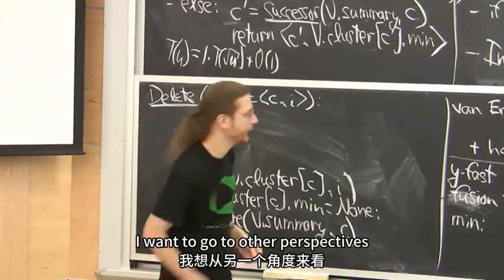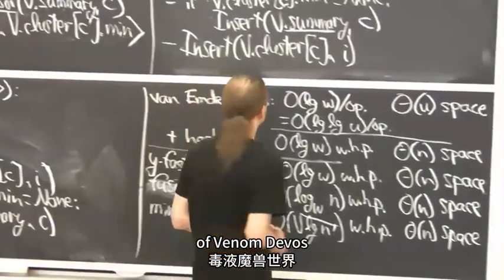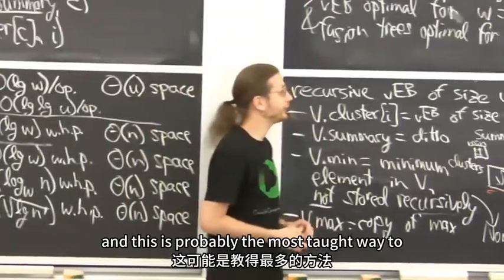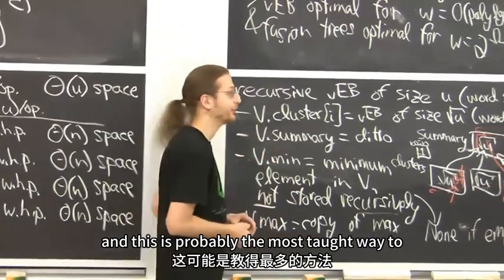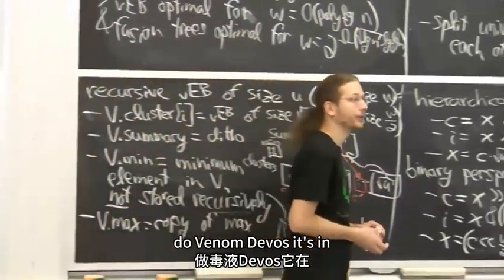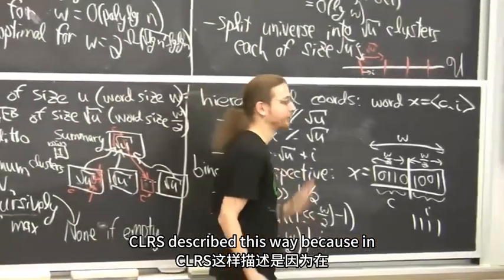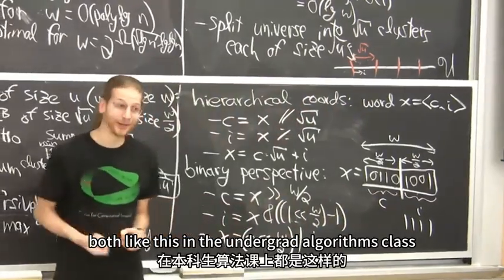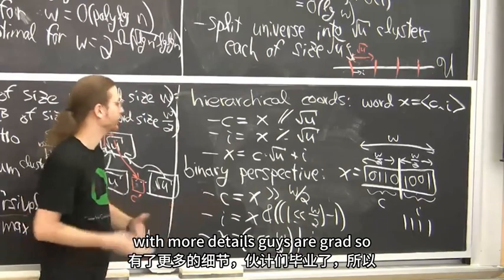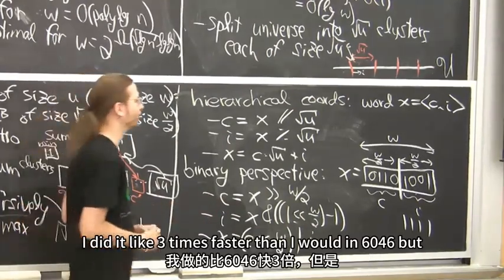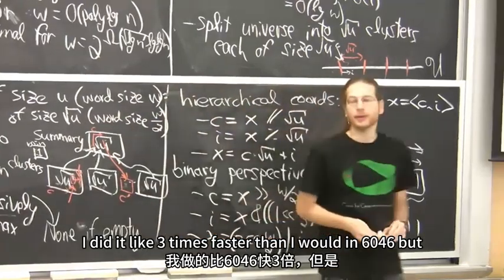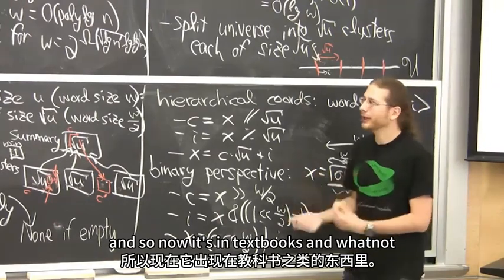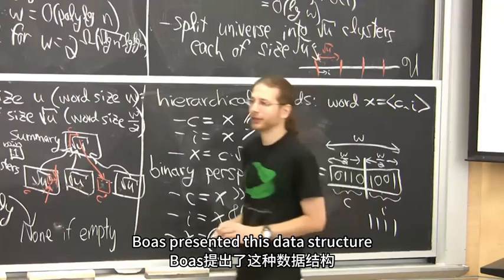I want to go to other perspectives of van Emde Boas. This is one way to think about it. And amusingly, this is probably the most taught way to do van Emde Boas, and it's in CLRS described this way, because in 2001 when I first came here, I presented van Emde Boas like this in the undergrad algorithms class with more details. You guys are grads, so I did it like 3 times faster than I would in 6.046. And now it's in textbooks and whatnot. But this is not how van Emde Boas presented this data structure.